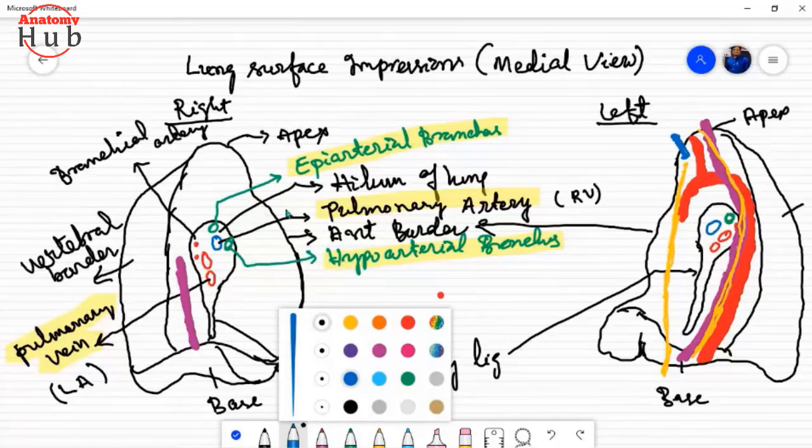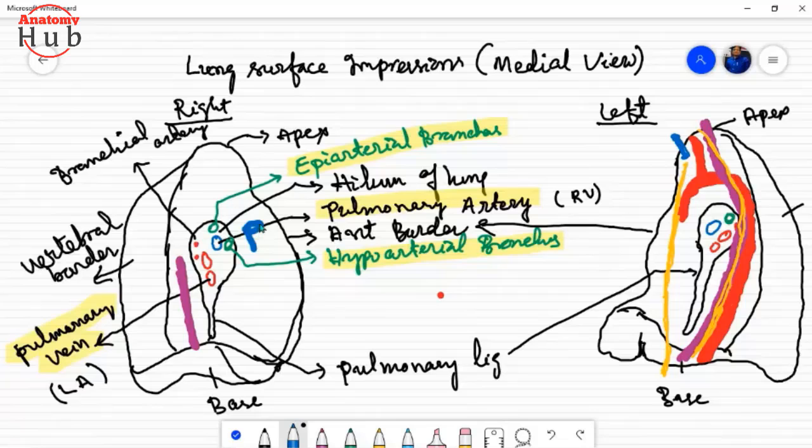Also at this point you will find the presence of a vein, no? Which vein? Here you will find the superior vena cava. Okay, this is your superior vena cava, right? And here you will find the impression for the brachiocephalic vein. Which brachiocephalic vein? This is your right brachiocephalic vein. And here you'll find the external jugular vein. But sorry, I have drawn it wrong here.